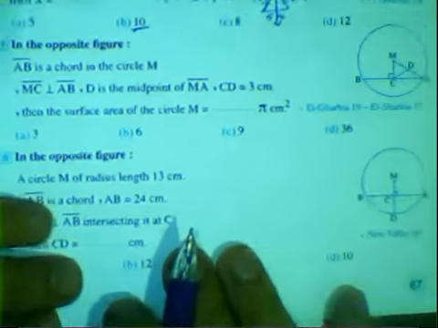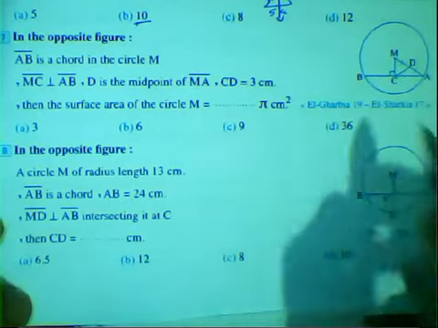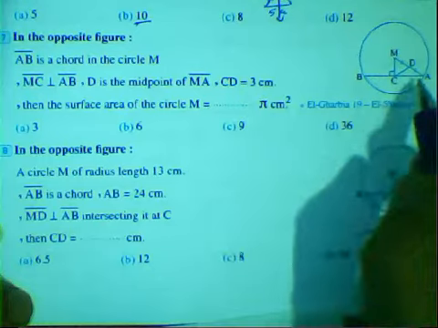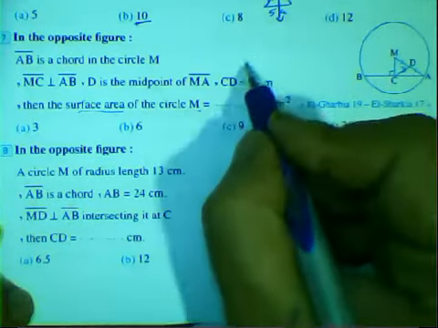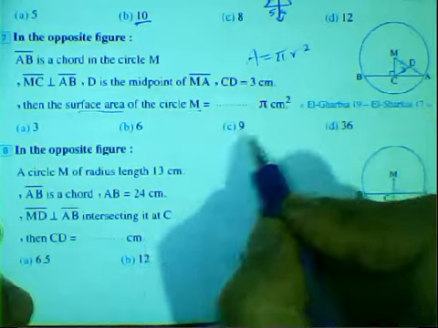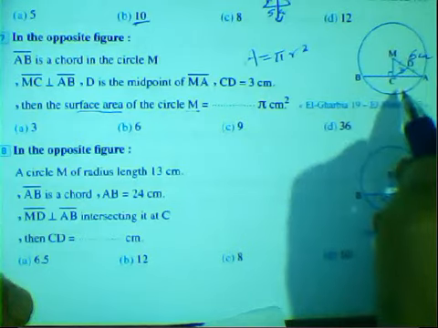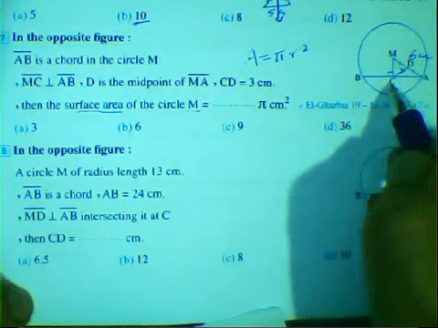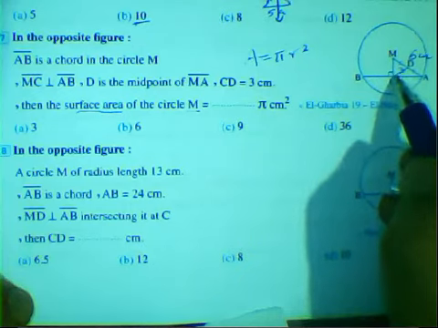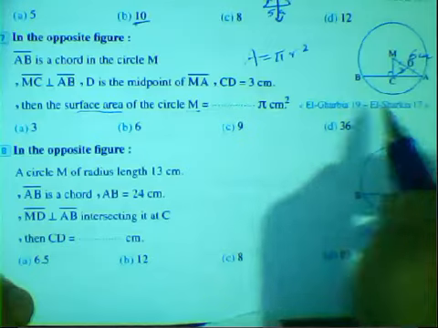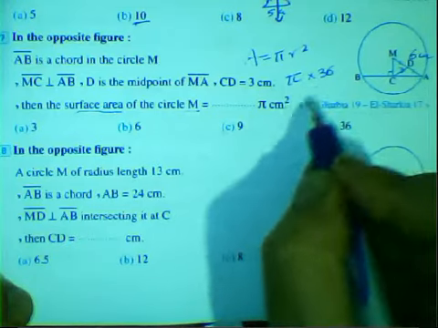Question number 7. In the given figure, if AB is a chord of the circle, and MC is perpendicular to AB, and CD equals 3 centimeters. You want to find the surface area of the circle, and we know area equals pi r power 2. We must find the radius. The radius will be 6 centimeters because CD is the median of the triangle. I'm drawing from the vertex, and the vertex C is a right angle. So the measure of angle C is 90 degrees, so CD is half of MB, meaning MB is 6. Therefore the area is pi r power 2, pi multiplied by 36, so the area is 36 pi.